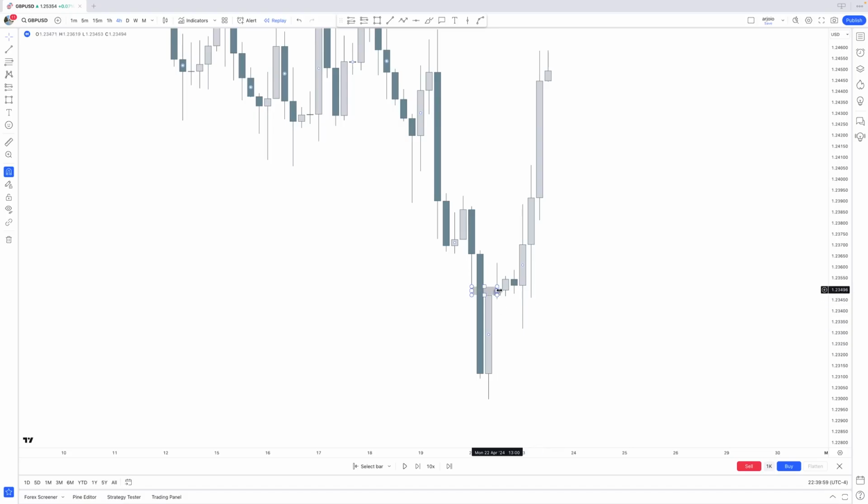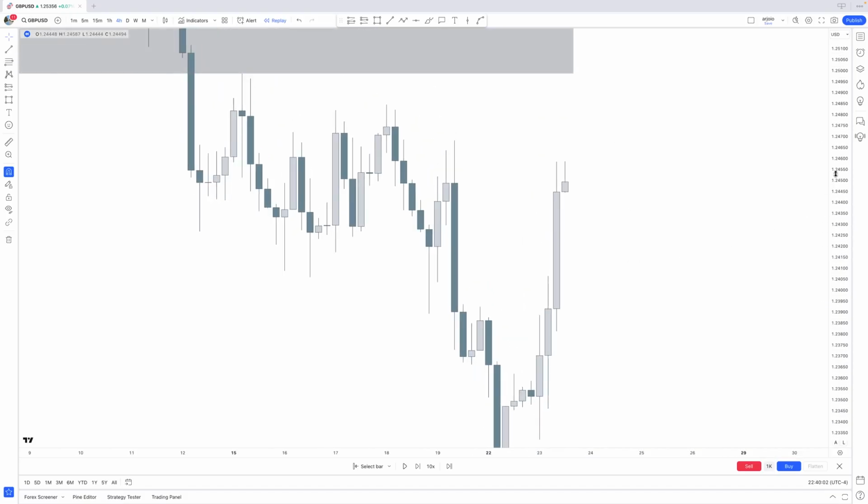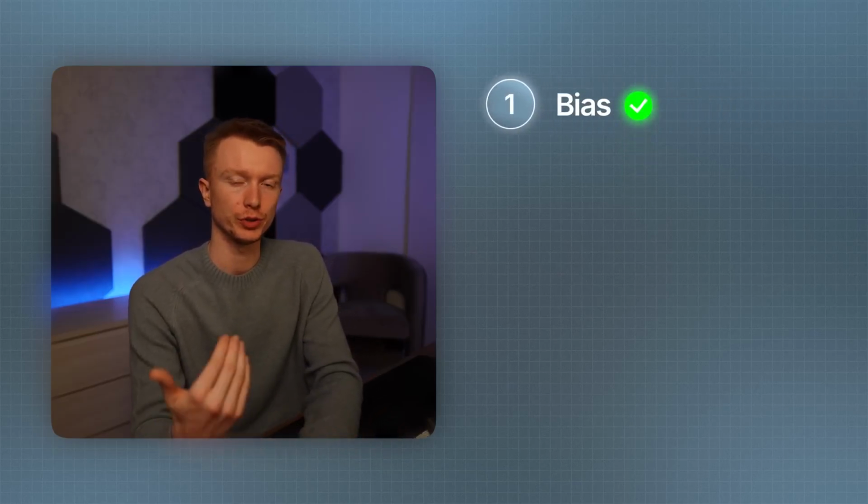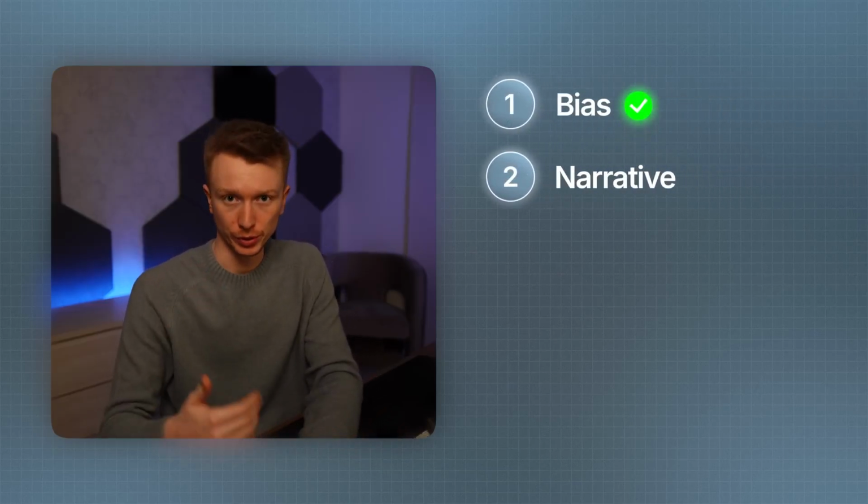Just a confirmation. So right here, if we continue with our narrative, then we have now found a fair value gap which we can potentially continue higher from towards the weekly fair value gap. That is essentially narrative checked off because now you move into the third step.